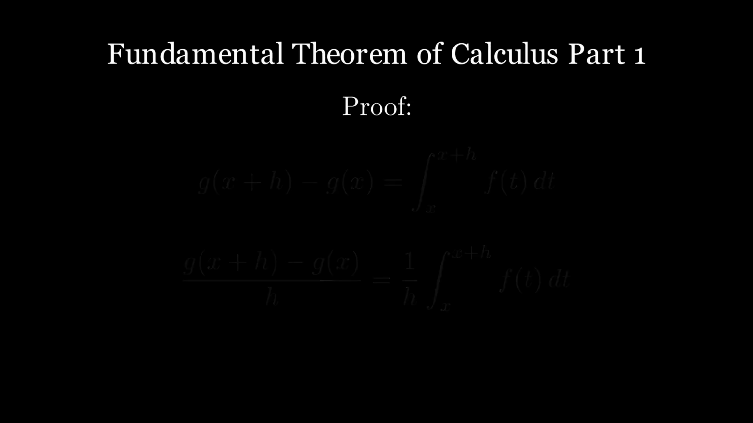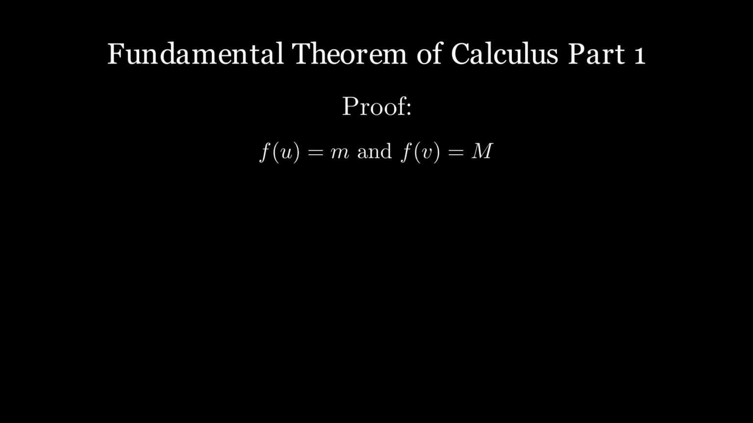Since f is continuous on the closed interval x to x plus h, we can use the extreme value theorem to determine that there is an absolute minimum and an absolute maximum value on that interval. If f of u equals m represents the absolute minimum value, and f of v equals capital M represents the absolute maximum value, we can create the inequality where the integral from x to x plus h of f of t with respect to t is in between the absolute minimum multiplied by h, which is the delta x, and the absolute maximum value multiplied by h.